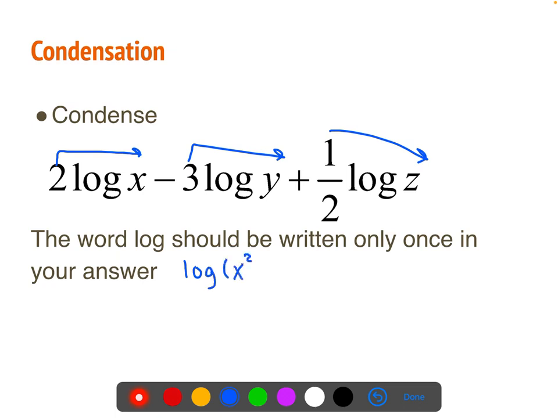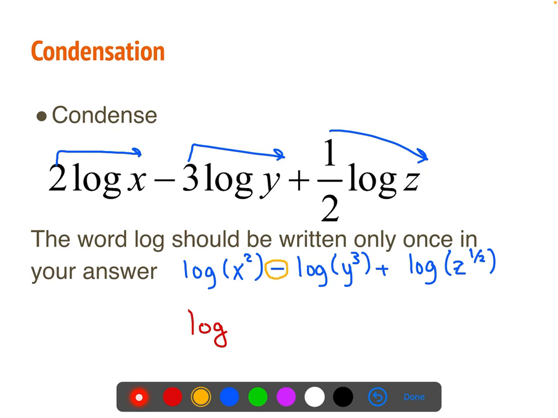So I have the log of x squared minus the log of y cubed plus the log of z to the half. Okay, so I moved up all my exponents. Now what I'm going to do is start popping all this stuff together. So I'm going to write the word log, and the base is 10 because it didn't have any base on it. And I'm going to start putting them together.